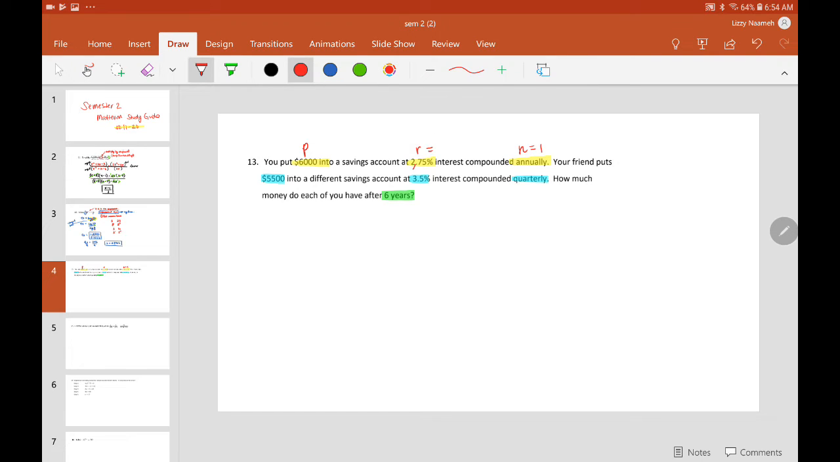Our interest rate, moving the decimal over 2 spots, is 0.0275, and our principal here was 6,000. Okay, for the second friend, the principal was 5,500.